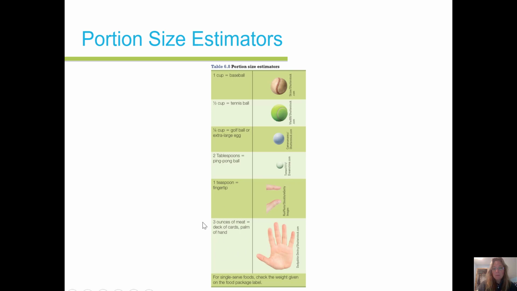Ounces. So if we're looking at meat, 3 ounces of meat, the size of a deck of cards, or maybe just the palm of your hand, is equivalent to about 3 ounces of food. So when you're looking at serving sizes and trying to figure out, well, I need 2 cups of fruit a day, well, what does a cup look like? Well, if it's the size of a baseball, that's 1 cup. Okay, so 1 apple would be equal to 1 cup, for example. So that can help us to better identify how many servings a day am I getting from each of those different food groups.